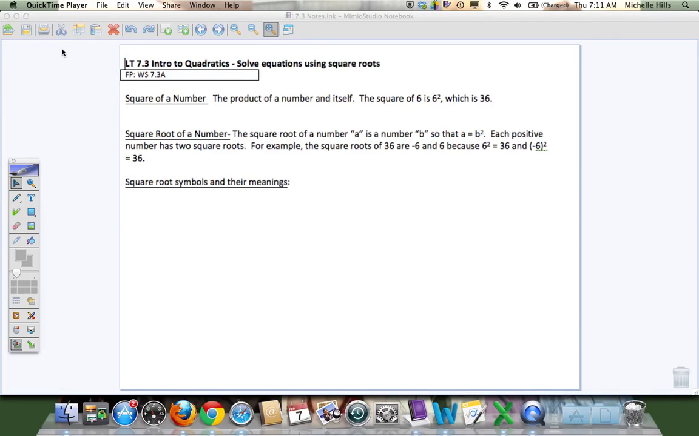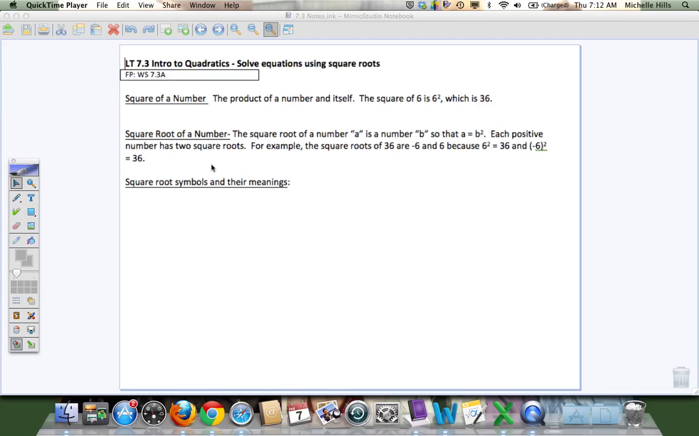The last thing we're going to do in this particular part of the unit is to solve equations using square roots. Now, we have talked about squares, like 3 squared means 3 times 3, which is 9. We always have operations in math that undo other operations. The square of a number is a product of a number by itself, so I said 3 squared is 9. The square of 6 is 6 squared, which is 36. A square root undoes a square.